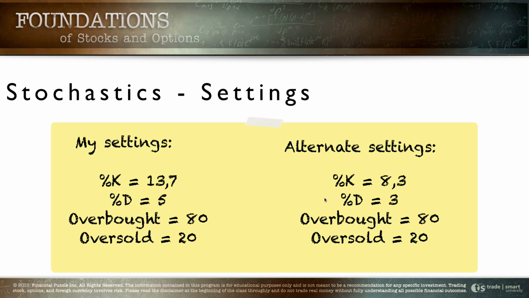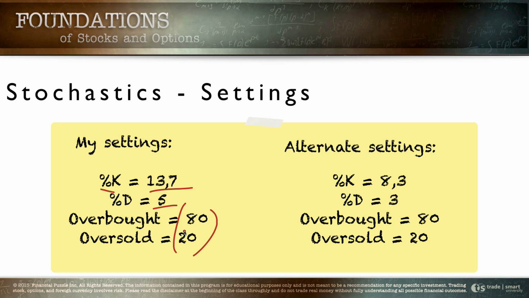First, let me give you some settings, though. My typical settings, the ones that I use, are for %K, 13 and 7. And %D, I use a setting of 5 with overbought at 80 and oversold at 20. These are the settings that I use. If you use my chart templates, these are the ones that you're going to see.